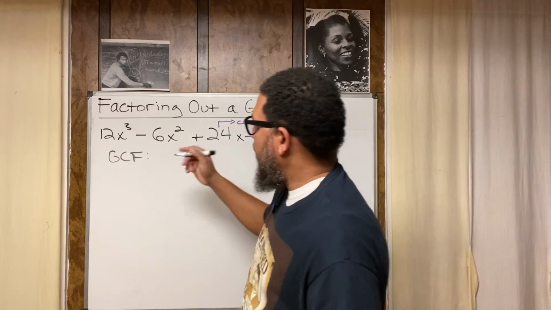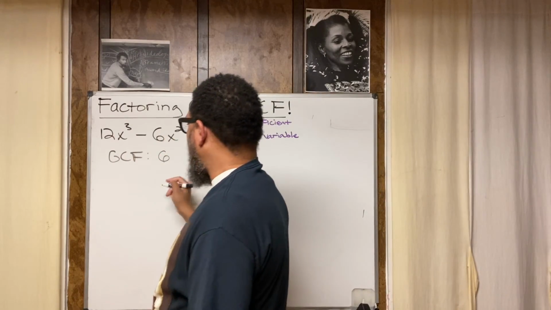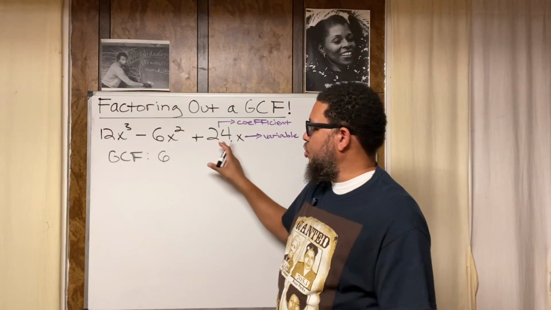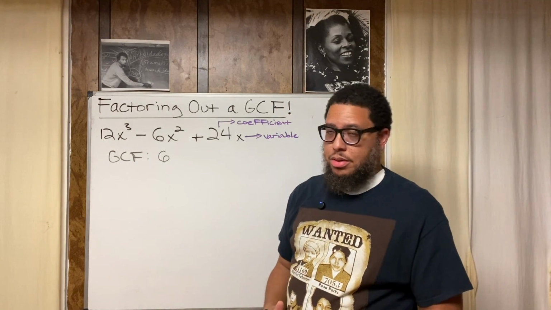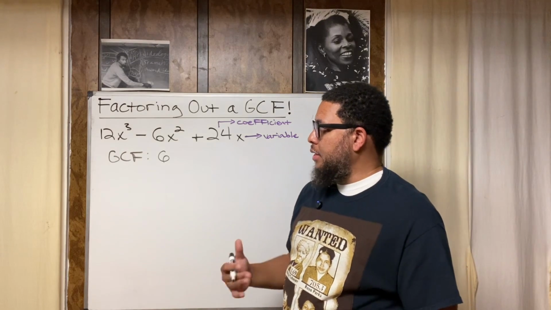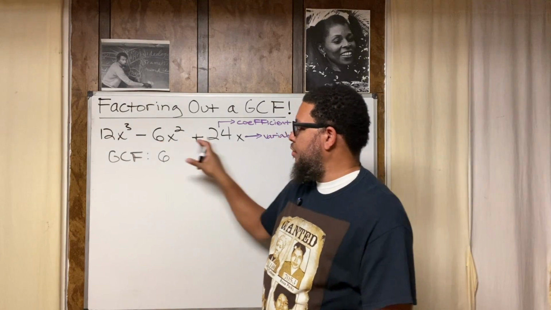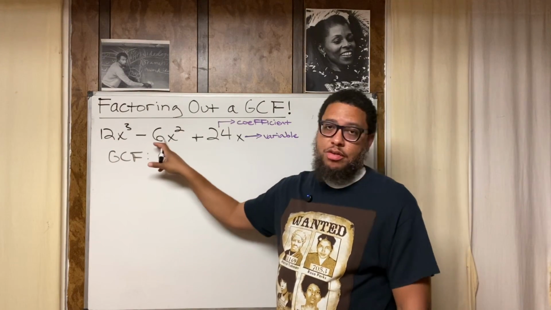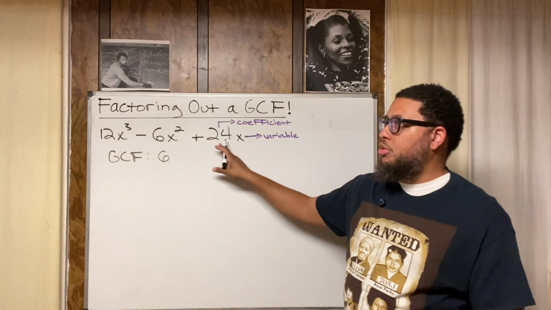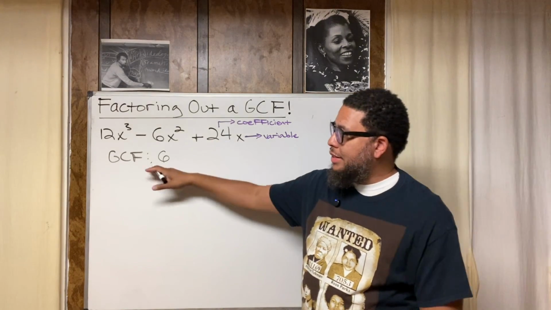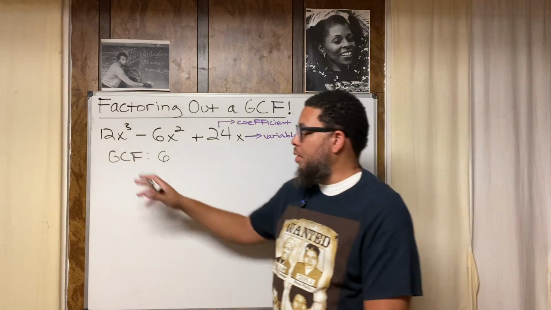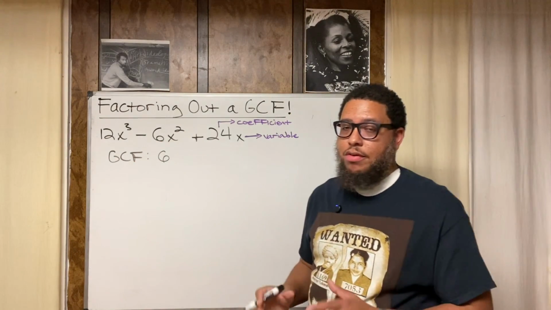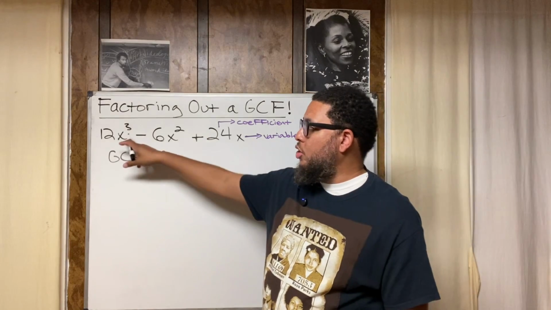All right, so part of my GCF is gonna be 6. Now, why? Why is it 6? Again, the greatest common factor of 12, -6, and 24. The biggest number, right? The biggest number that can multiply into all three of these is 6, because 6 times 2 equals 12. 6 times -1 equals -6. 6 times 4 is equal to 24. That's why 6 is the biggest number that can multiply into each of these three, which is why 6 is part of the GCF. Now, notice I said part, because we still got to deal with the variables.